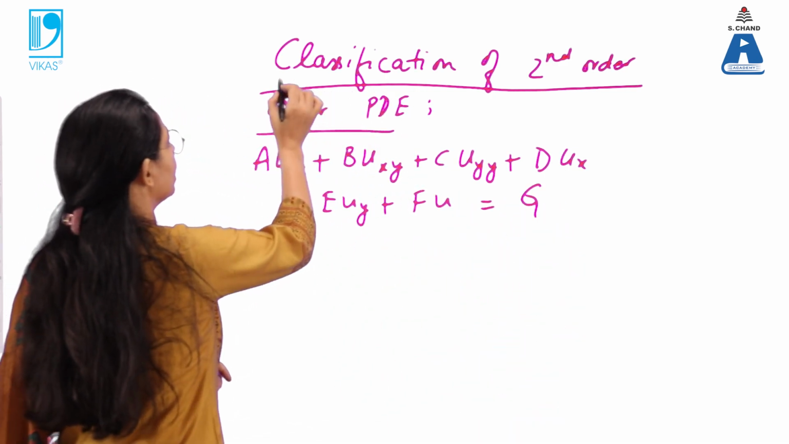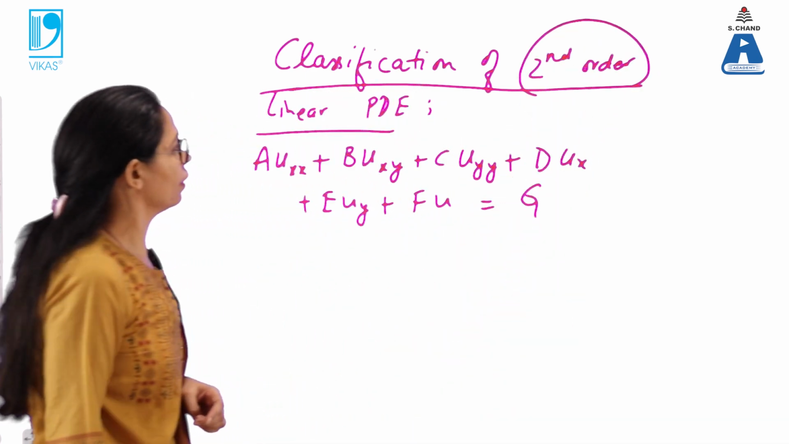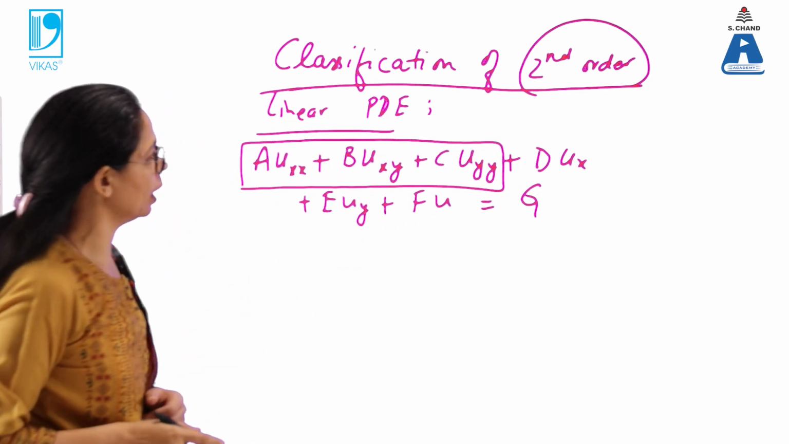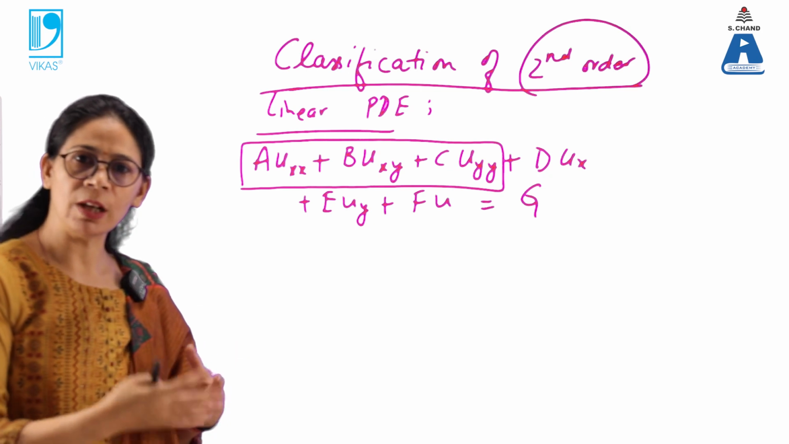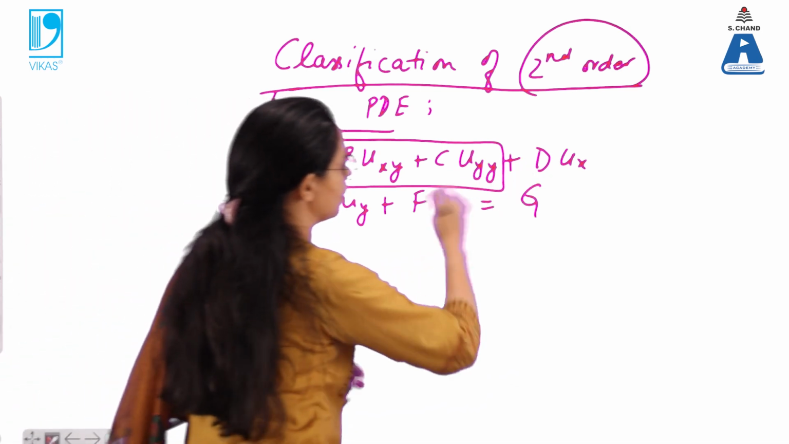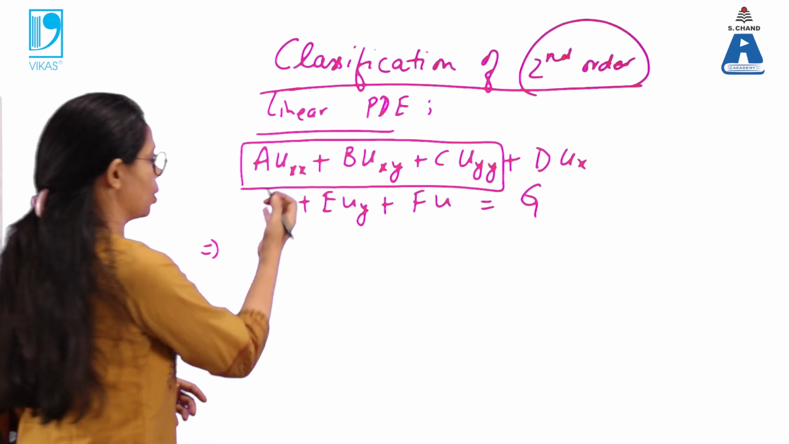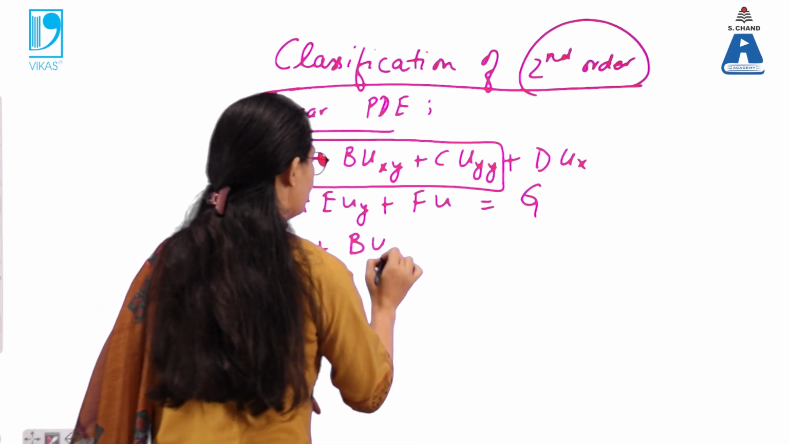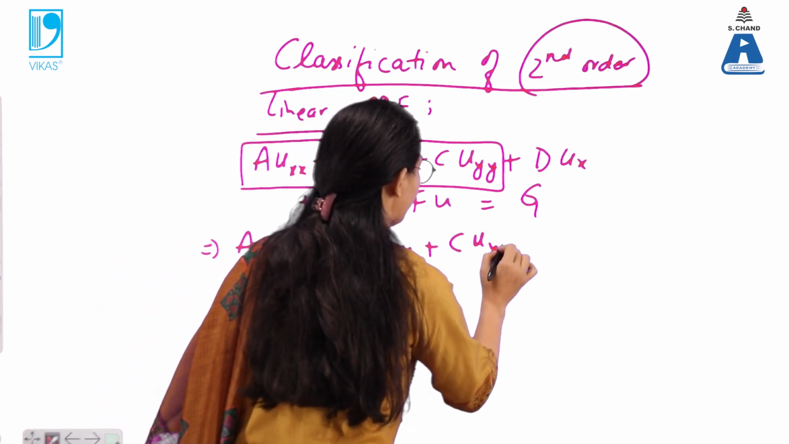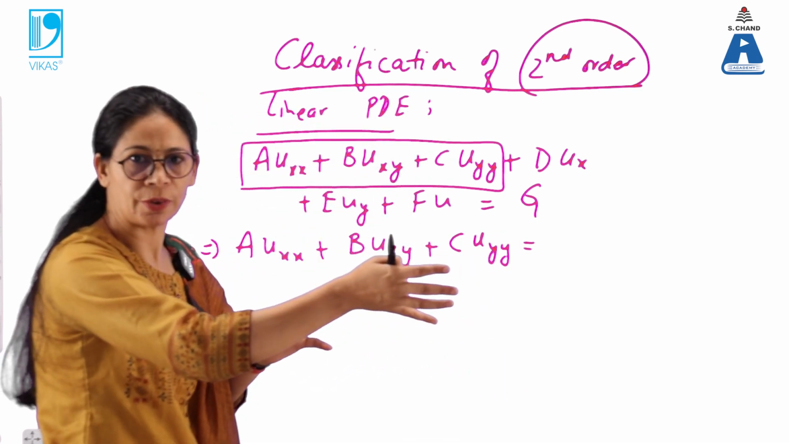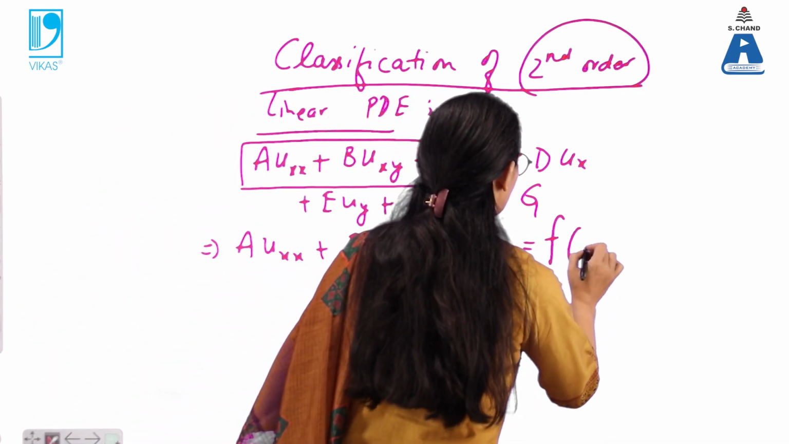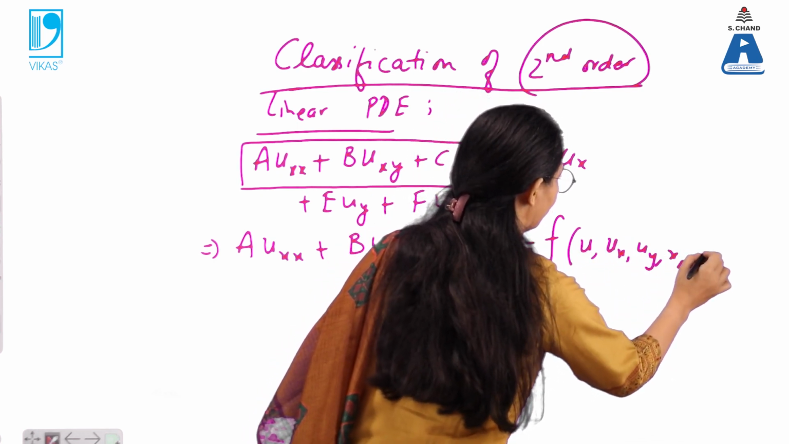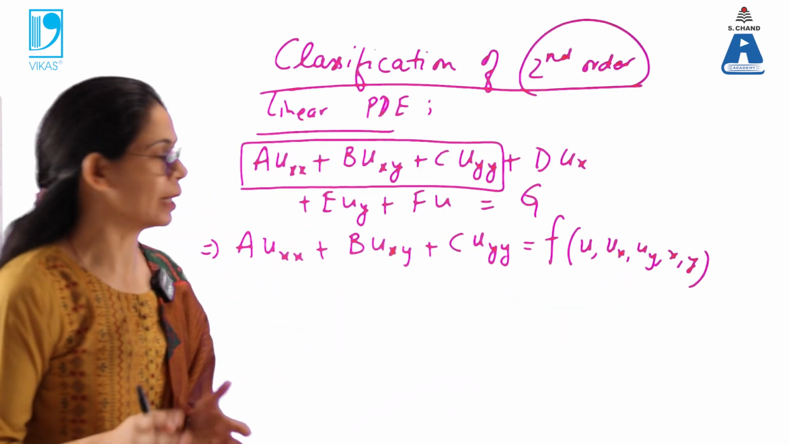Now, since we are doing the classification of second order linear partial differential equations, the leading terms, these three terms which involve the second order derivatives, will be playing the leading role, and the rest of the terms can be taken to the right hand side. So, this partial differential equation can be rewritten in this form: A uxx plus B uxy plus C uyy, and the rest of the terms taken to the right hand side can be written as a function of u, ux, uy, or x and y, because g can be a function of x and y.